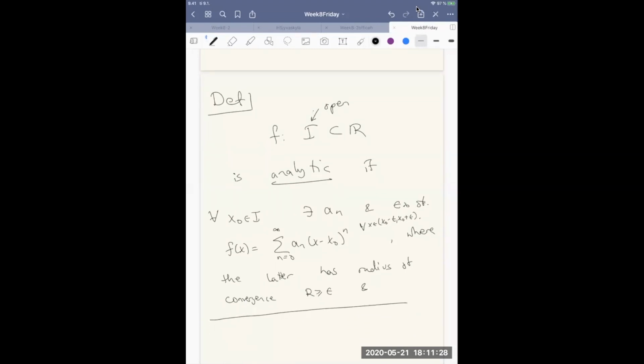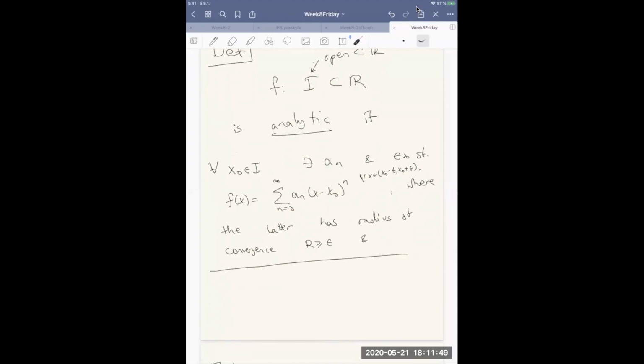An analytic function is a function on some open set of R, and it's analytic if for every point inside that open set, we can, in a neighborhood, express f as a power series. And this has to be defined on the whole interval, so have a radius of convergence larger than epsilon, where we're claiming equality.